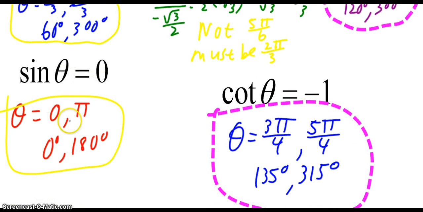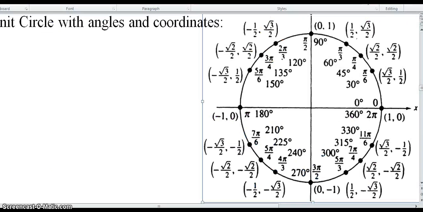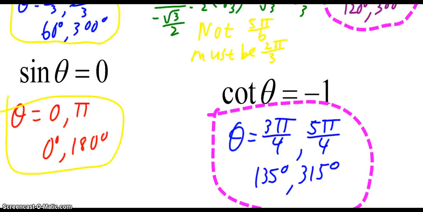Sine of theta equals 0. Sine is the y values. Where do the y values equal 0? That is at 0 and pi, or 0 degrees and 180 degrees.